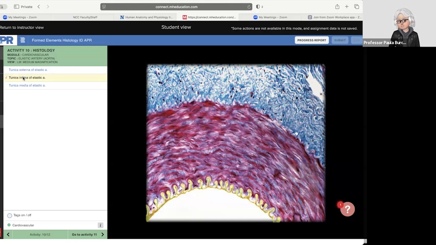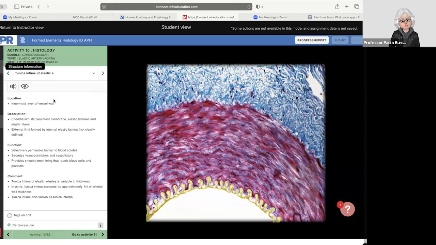And notice how it's scalloped. So when the artery is dilated, the scallops can disappear. When it's contracted, you see the scallops appear. So this allows for vasoconstriction and vasodilation. So we're going to go here.